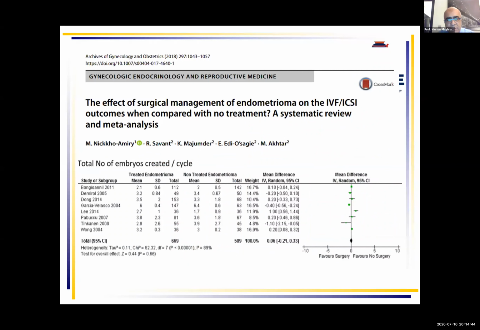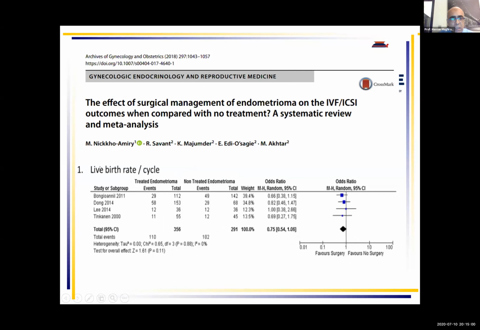As regards the meta-analysis or the evidence, surgical management of endometrioma does not improve pregnancy rate. It does not increase the total number of embryos available. Also, it does not improve live birth rate in endometrioma patients. So surgery does not improve outcome of ICSI.